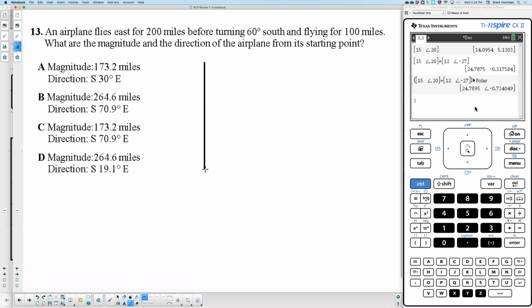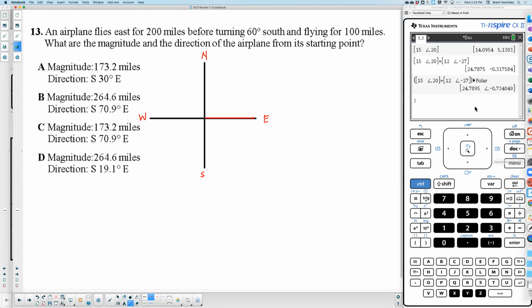East, which way, directionally speaking, is east? Up, down, left, or right? It's to the right. So it looks like this: north, east, south, west. Vector 1 says the airplane flies 200 miles east. And then it says before, that means it's about to do something else. So 200 miles to the east like this.